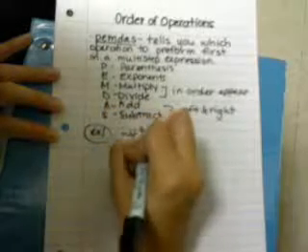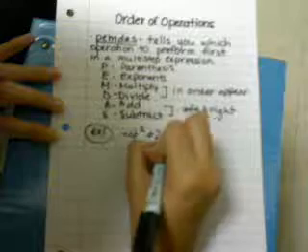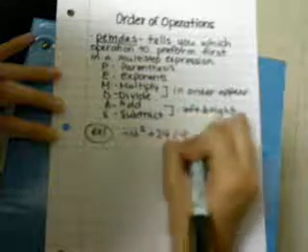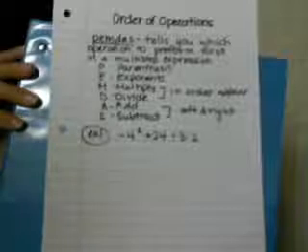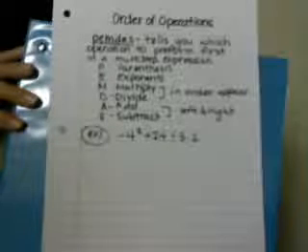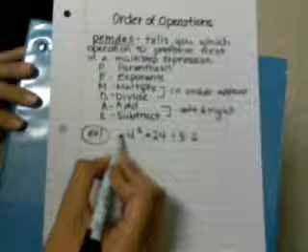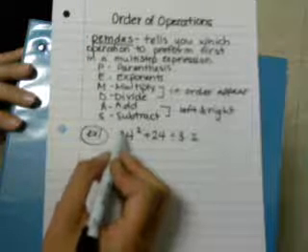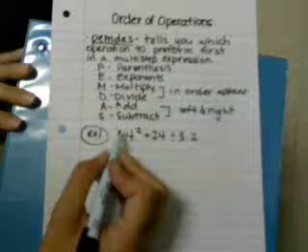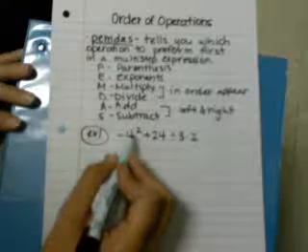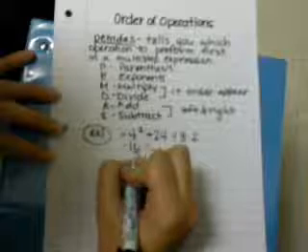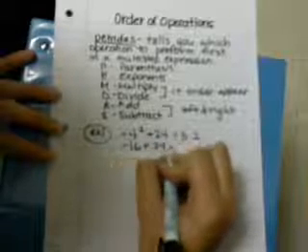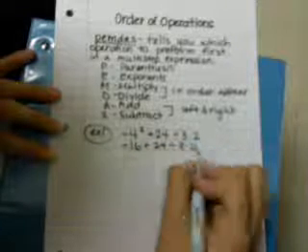Example number 1. Negative 4 squared plus 24 divided by 3 times 2. There are no parentheses, so the first thing we're going to do is the exponents. Remember, yesterday we talked about if we have a number that's negative but does not have a parenthesis, we're going to do the exponent first and then reattach the negative on the front. So 4 squared is 16. We're going to reattach the negative and copy everything else down.